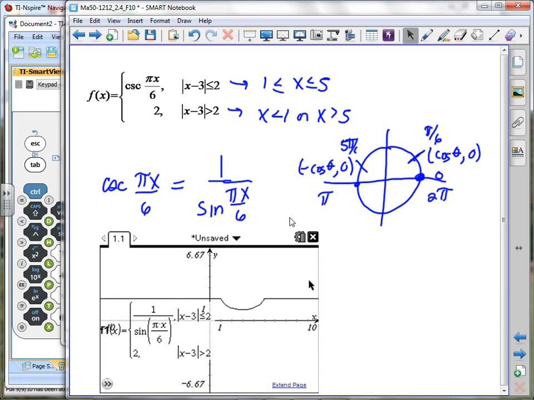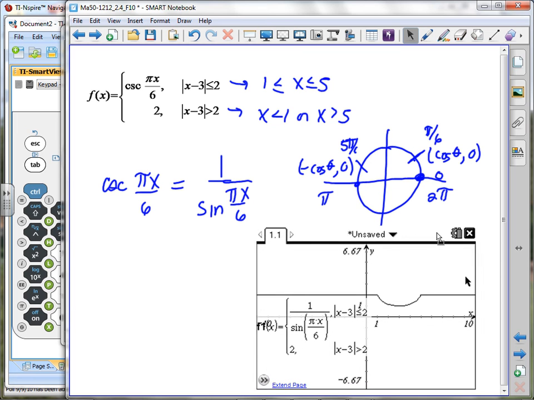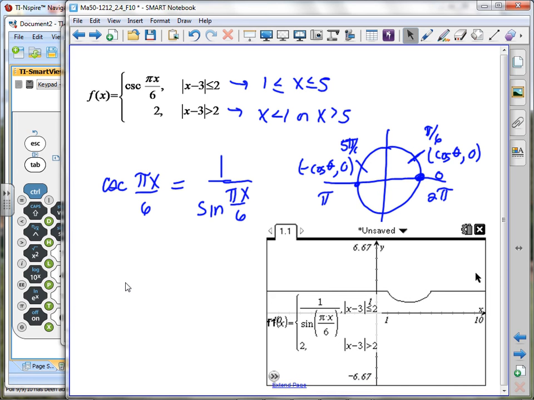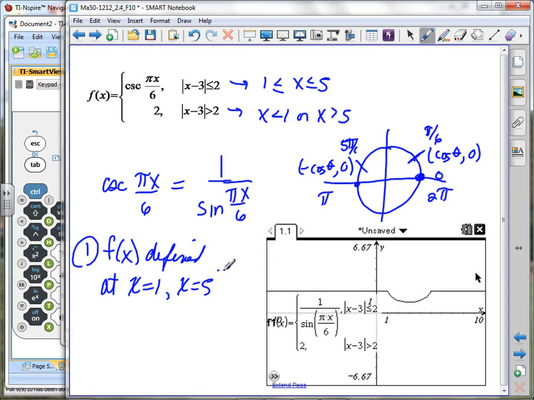Okay, so there's our actual graph. What are our 3 conditions for continuity? Is the function defined? That's the first thing we have to say. So is f of x defined at where? At x equals 1 and at x equals 5.